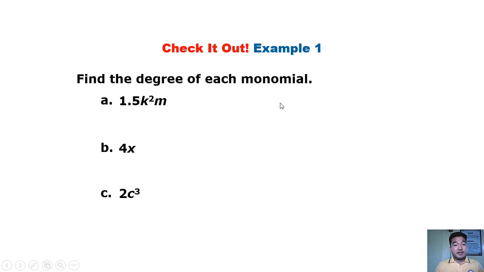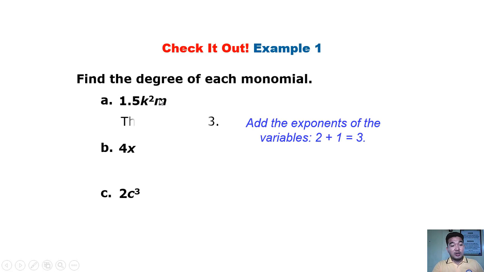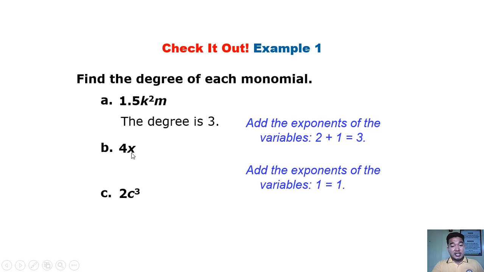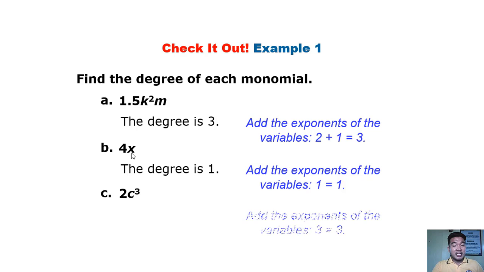Okay, find the degree of each monomial. Let us have another example. So k squared m, 2 plus 1. So the degree is equal to 3. For letter B, we have 4x. So the degree is equal to 1. For letter C, we have 2c cubed. Isa lang naman yung variable natin with an exponent of 3. So the degree is equal to 3.